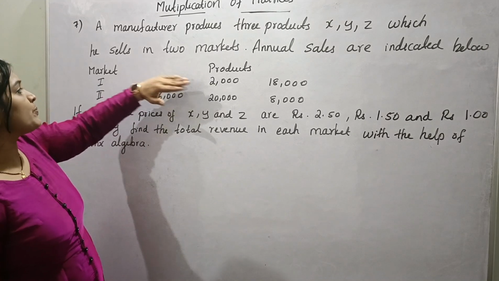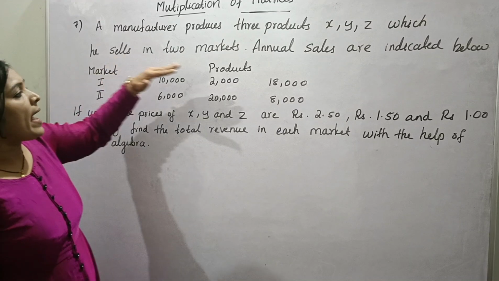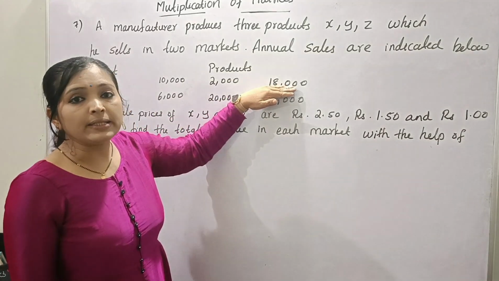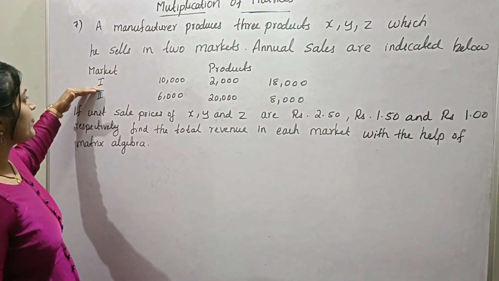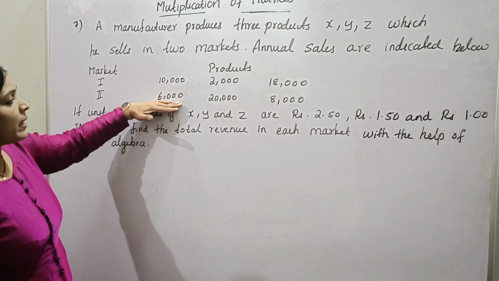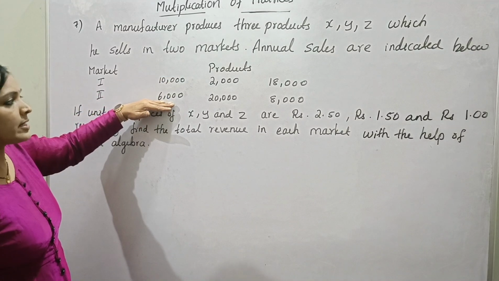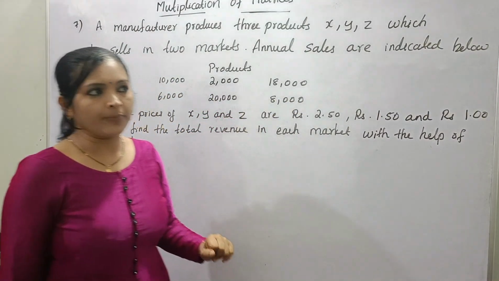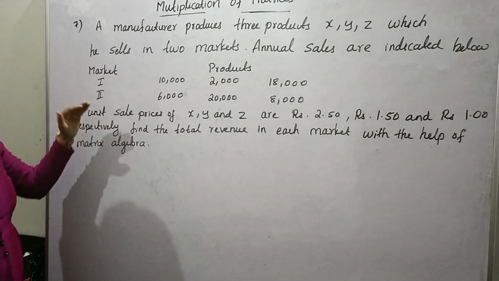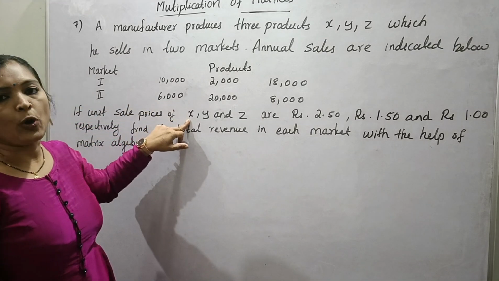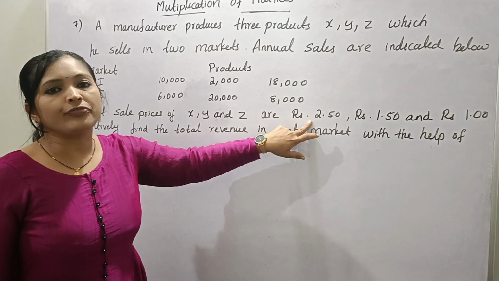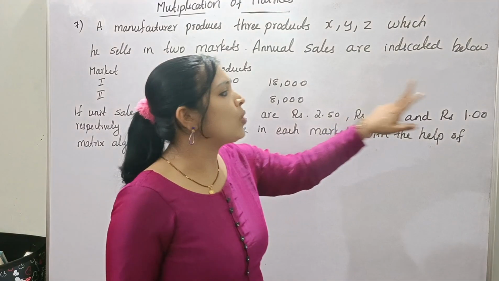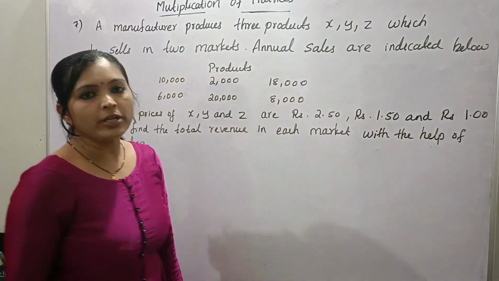10,000 X products in market 1, and he sells 2,000 Y products in market 1, and 18,000 Z products in market 1. Similarly, in market 2, the number of X products is 6,000, Y products 20,000, and Z products 8,000. It is also given that he sells the X product for rupees 2.50 per unit, Y products for 1.50 and Z product for 1.0.